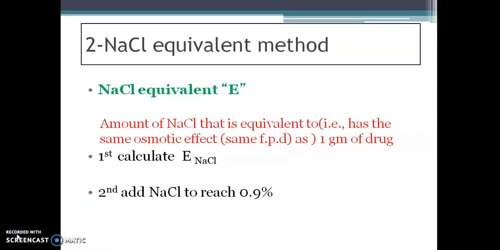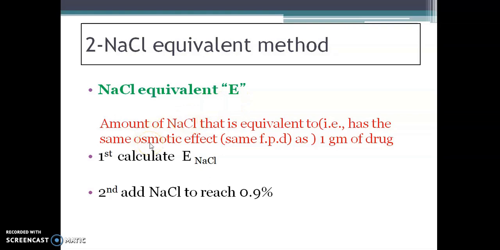The second method is the sodium chloride equivalent method. This method is based on the factor known as the sodium chloride equivalent factor. The sodium chloride equivalent factor of a drug is defined as the quantity of sodium chloride which is equivalent to 1 gram of the drug.